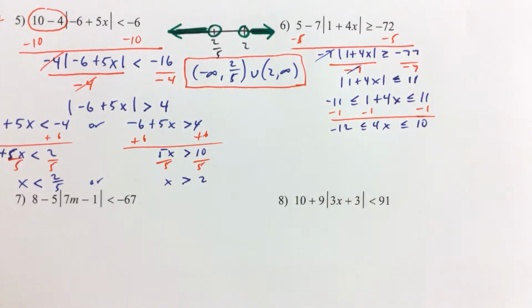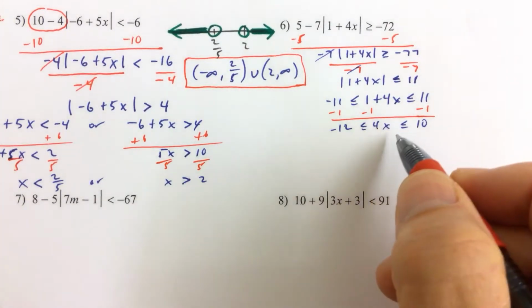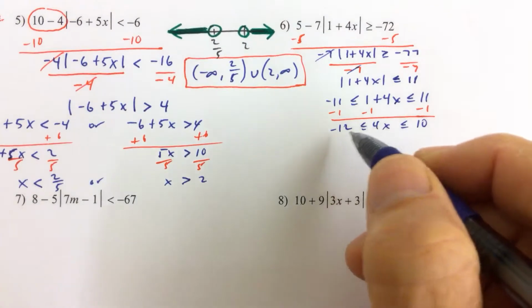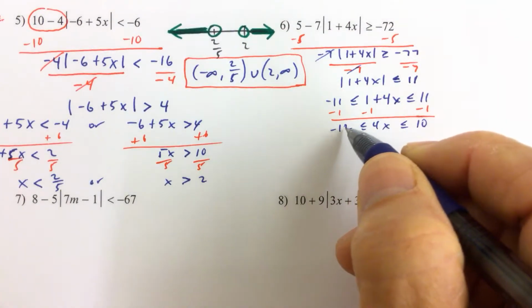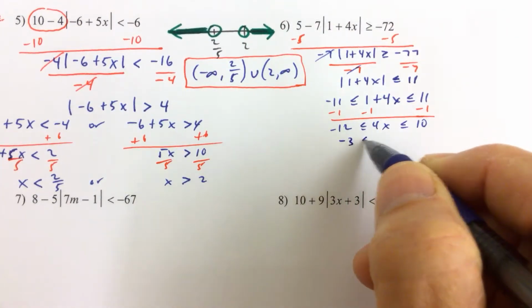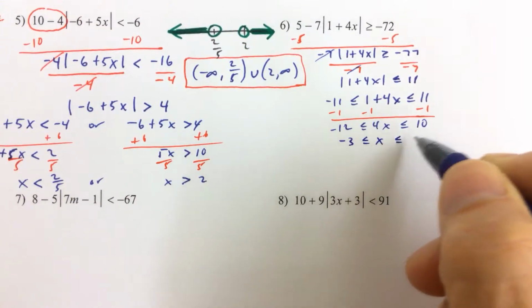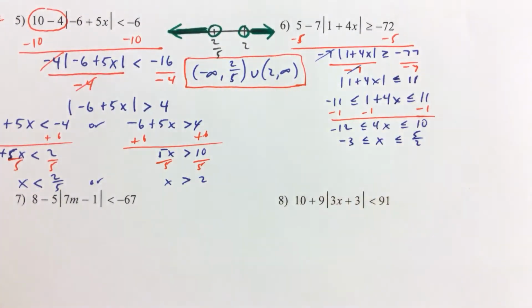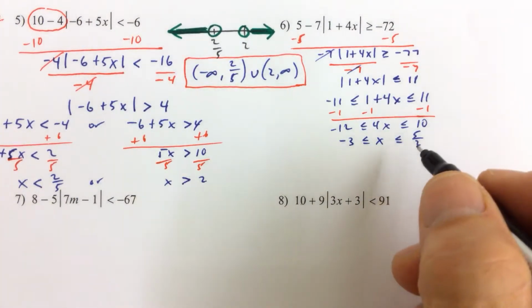And then, because I'm running out of space, I'm going to skip showing that step of dividing both sides by 4. So we are dividing both sides by 4, and we're going to get negative 12 divided by 4 is negative 3, less than or equal to x, less than or equal to 10 divided by 4, which is the same as 5 divided by 2, 5 halves. So we have our inequality notation.